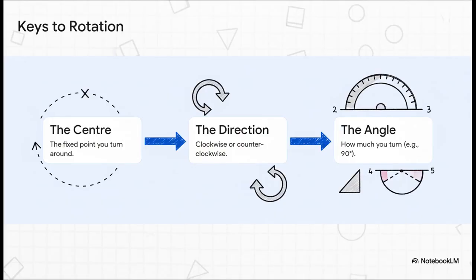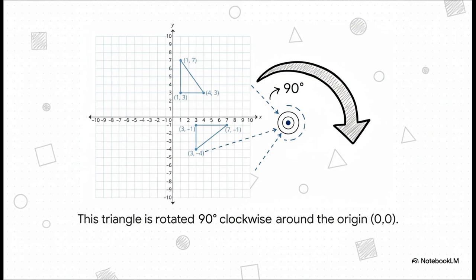So to pull off a perfect rotation, you need the recipe. And there are only 3 ingredients. First, the center of rotation. That's the fixed point you turn around. Second, the direction. Are you going clockwise or counterclockwise? And third, the angle. How far are you turning? A quarter turn is 90 degrees. A half turn is 180. You get the idea. Let's actually do one.